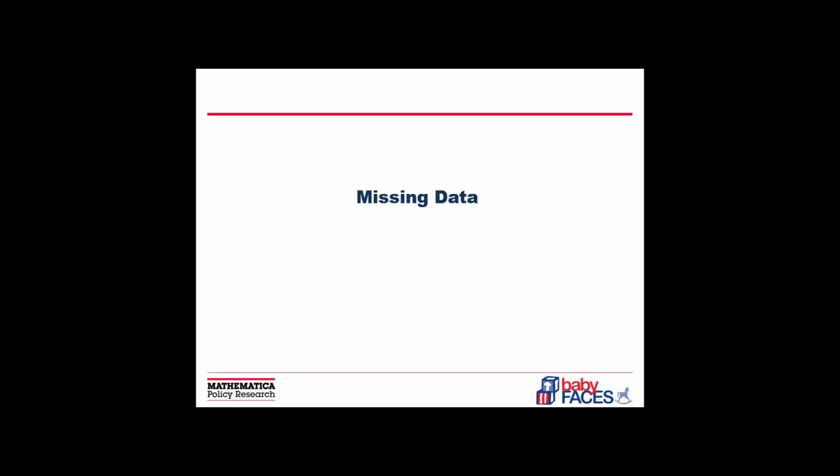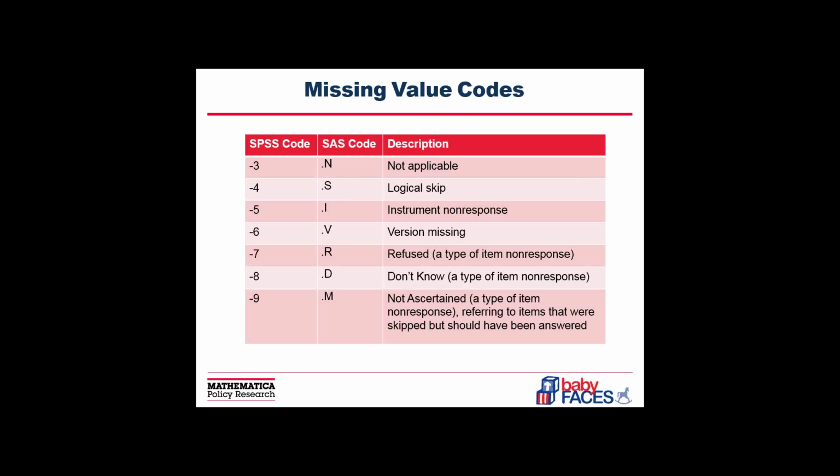Next, we will talk about types of missing data. Baby faces uses a set of standard codes across all instruments to identify missing data. These codes identify the different types of missing data, those resulting from legitimate skips, item non-response, and instrument non-response. Item non-response occurs when there are missing data on individual items within a given instrument. We have not imputed for item-level missing data in the data we have provided.